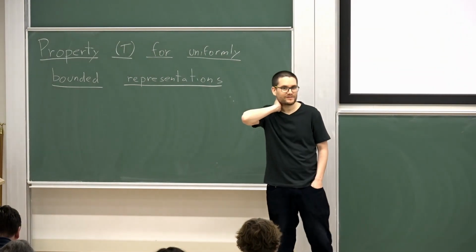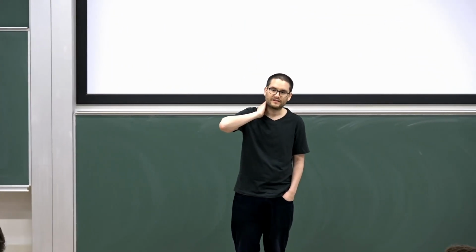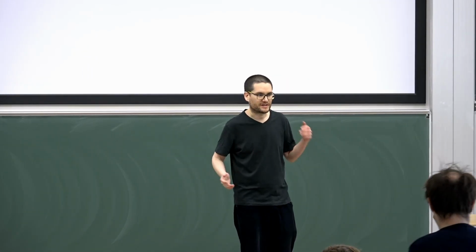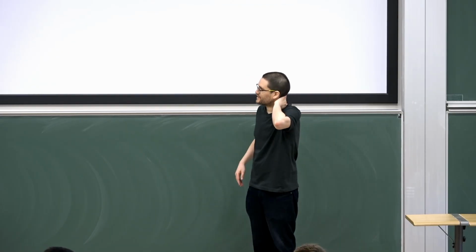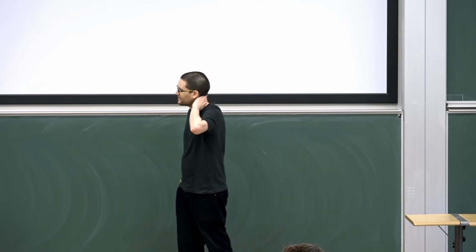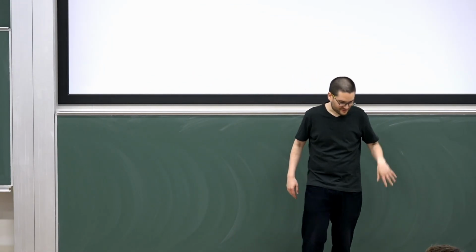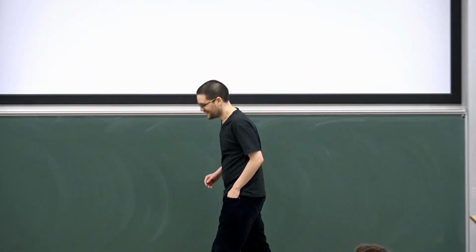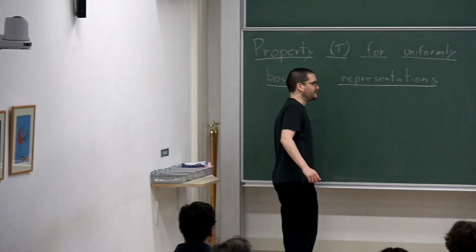So today I want to talk to you about a strengthening of property T, or more precisely a family of strengthenings of property T, using uniformly bounded representations where we fix a bound for these representations. I'm going to talk about that and try to convince you that this is something interesting. Okay, so let me start with the main setting.